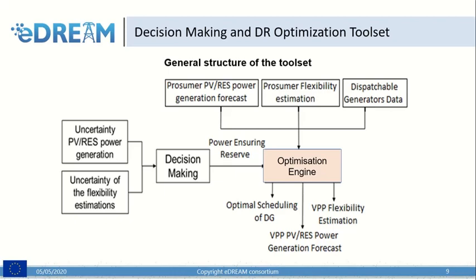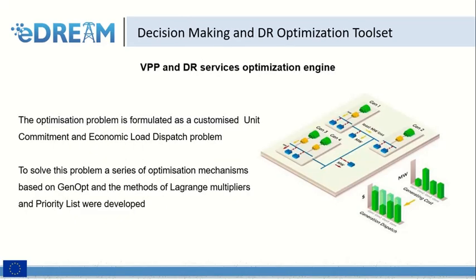provided by DR programs. The optimization problem is formulated as a customized unit commitment and economic load dispatch problem, and the objective is to minimize the fuel cost, where in unit commitment optimization, the operation schedule of the dispatchable generator is evaluated, which means identifying which generation unit will be on and which will be off.